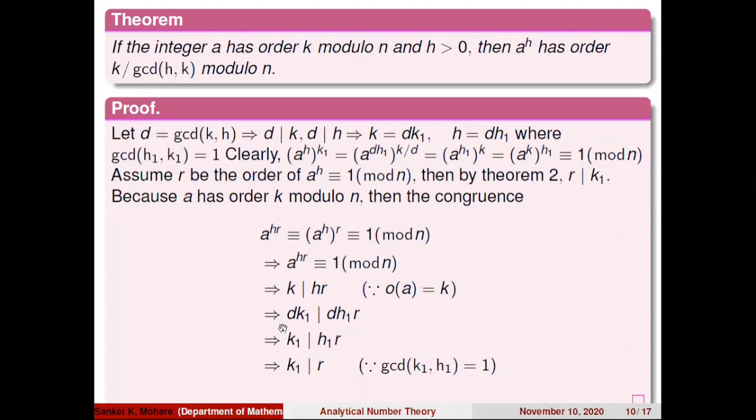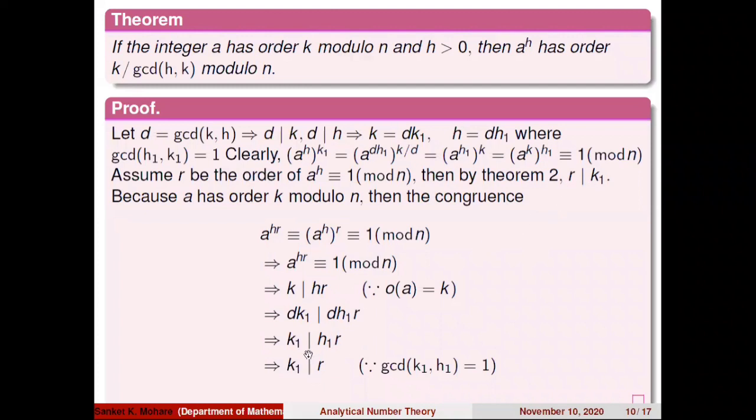So K1 could not divide h1. That's why K1 must divide r. As K1 and h1 are relatively prime, this implies K1 divides r. So here I obtained K1 divides r. Now first I said r divides K1, and here I obtained K1 divides r.